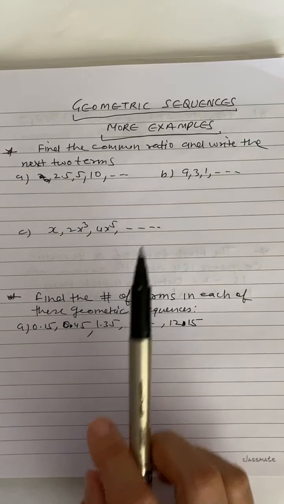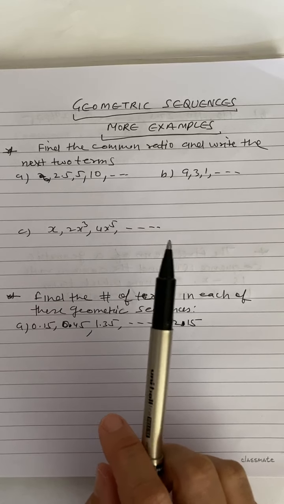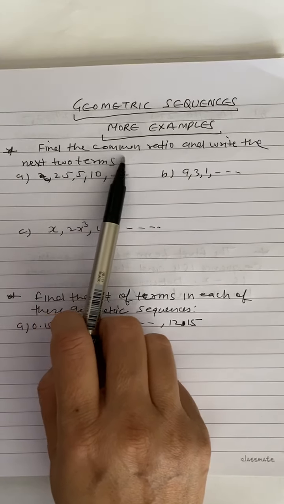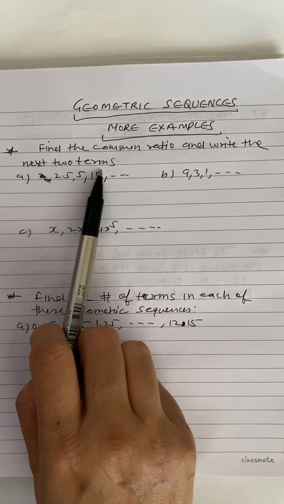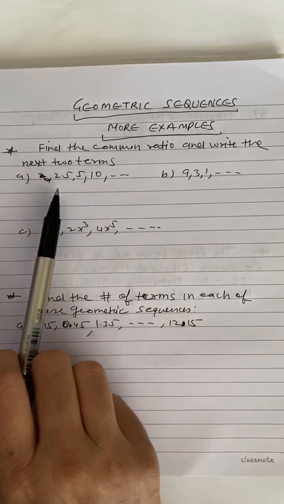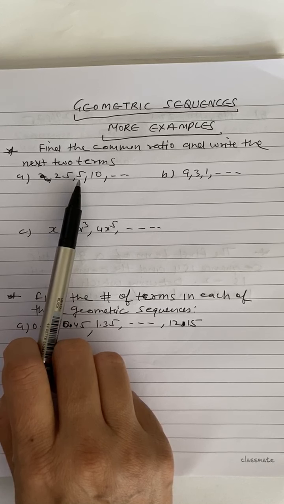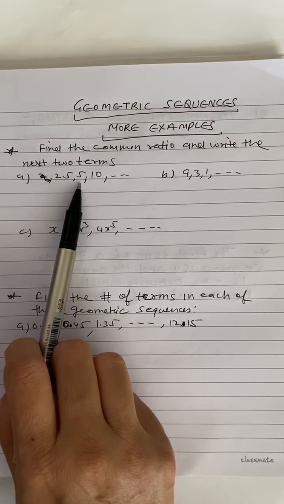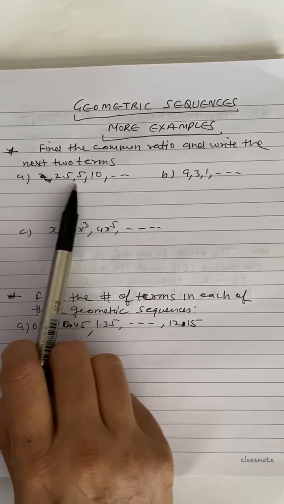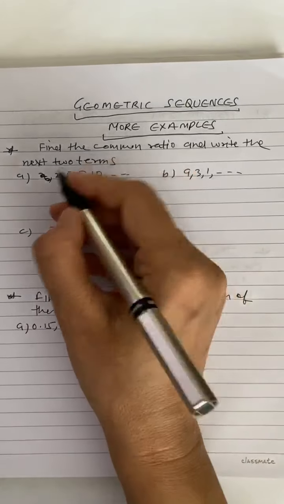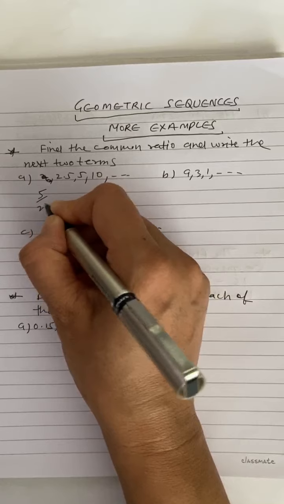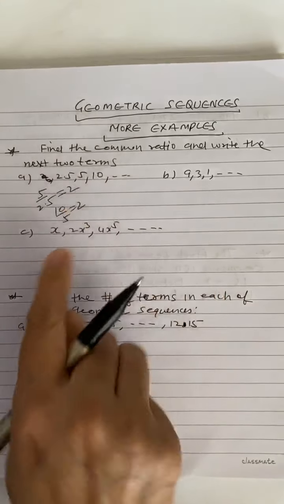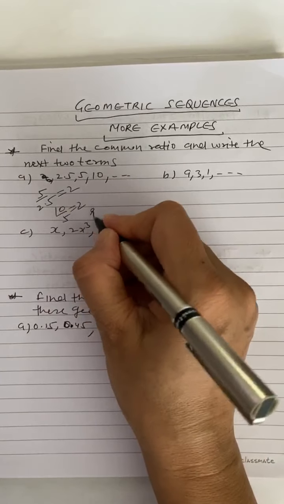Okay, in today's lesson, I'm going to do examples on geometric sequences. The first one is: find the common ratio and write the next two terms. For the common ratio, we divide the second term by the first term and then the third term by the second term. If you do that, you can see that the common ratio in this case is 2: 5 over 2.5 and then 10 over 5. Both give me 2, which means R in this case is 2.